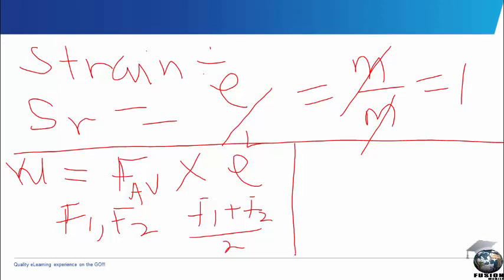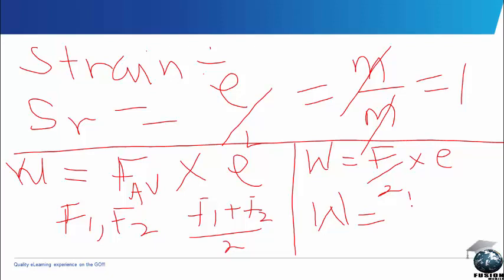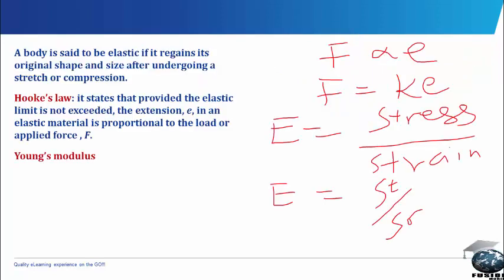So, if F1 plus F2 is the total force, we can now say that work done in an elastic material is equal to F, which is the total force, divided by 2, times extension. So we'll say that work done or energy stored in an elastic material is half Fe. And knowing what F is from Hooke's law, F equal to Ke.